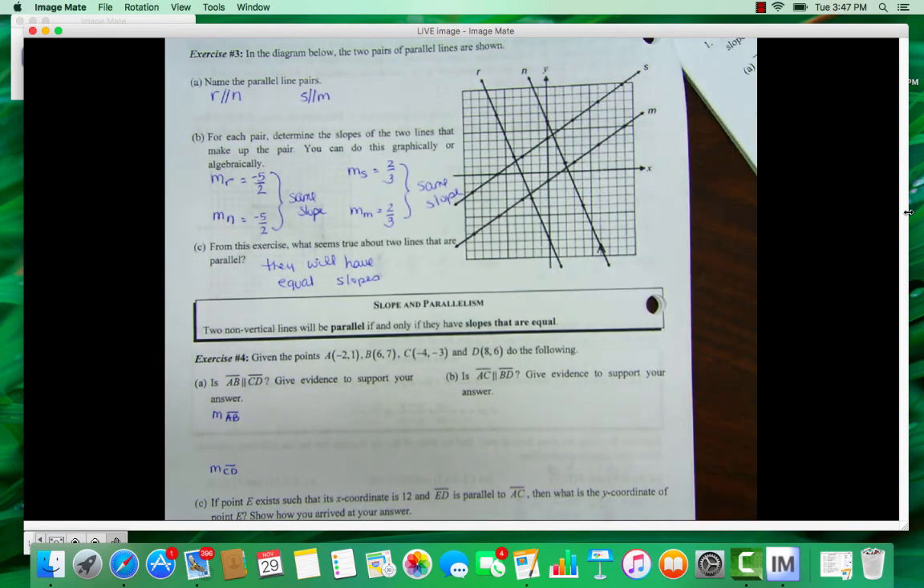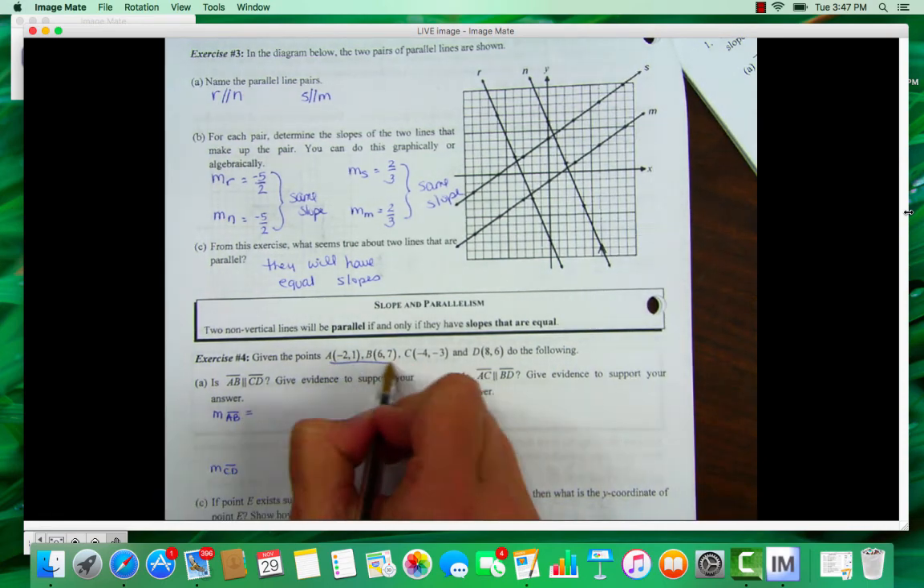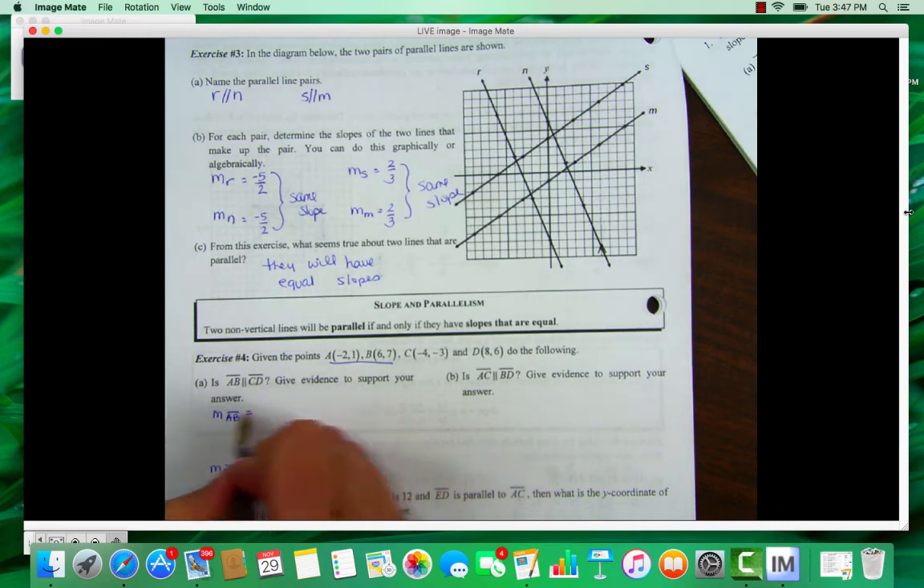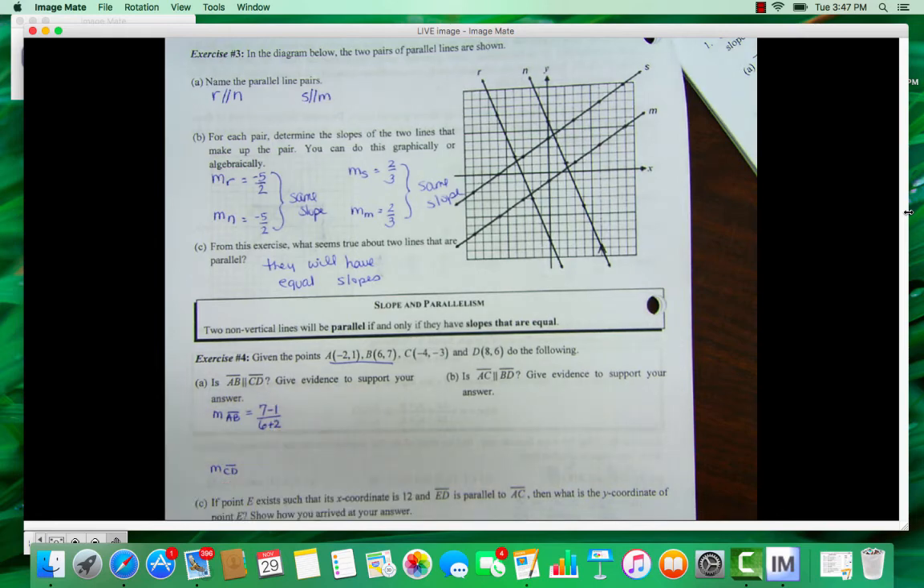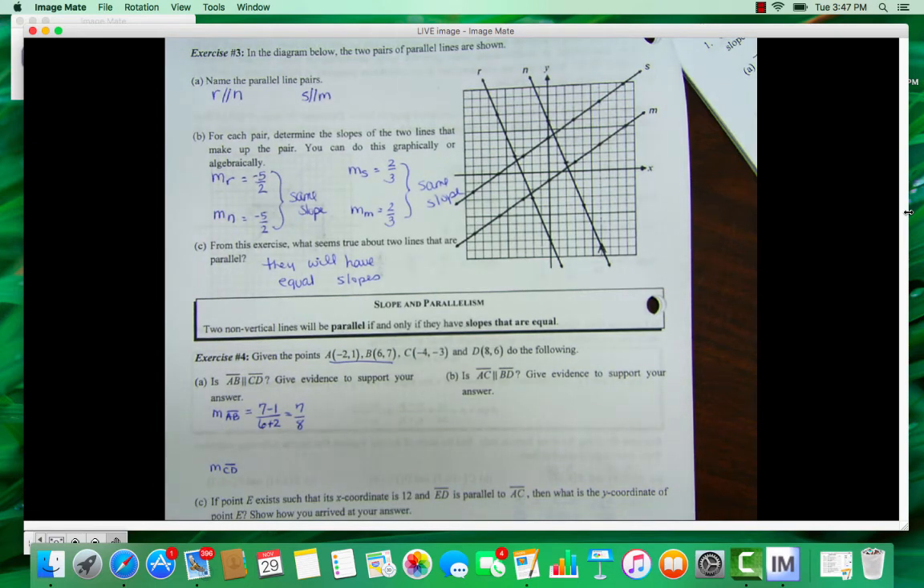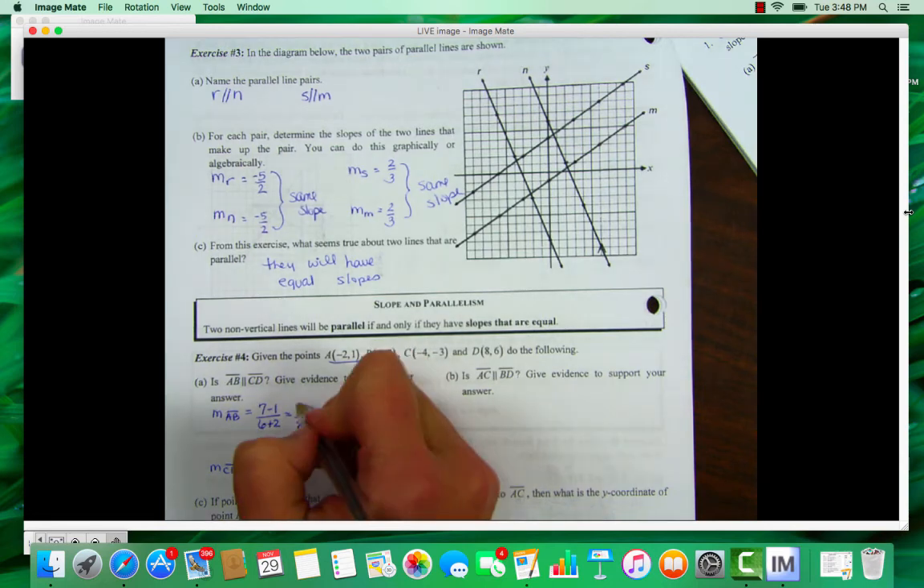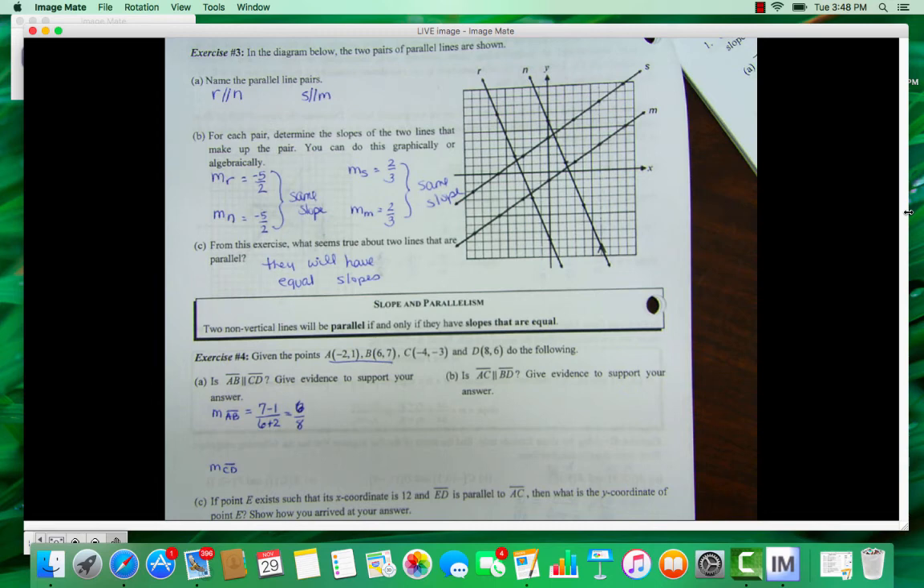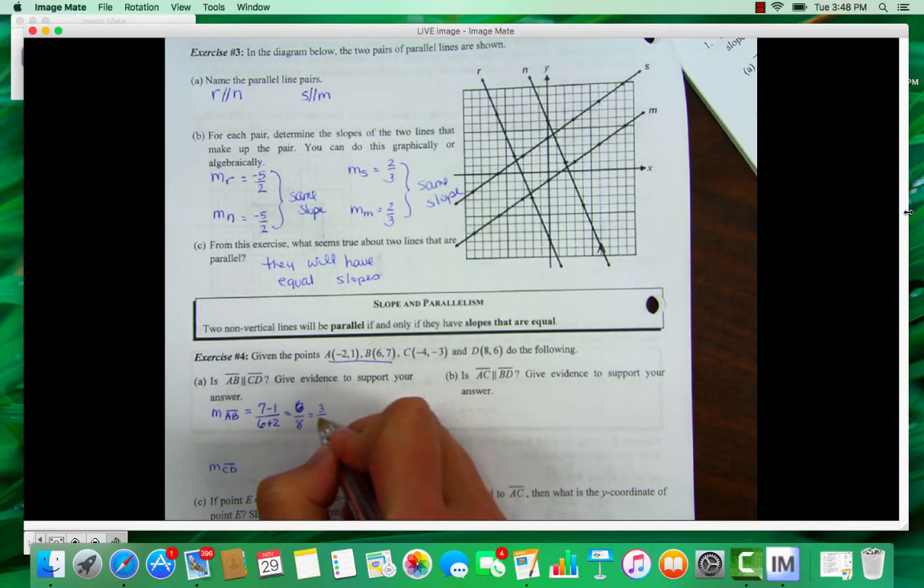So here's what we have. For A and B, I have those 2 points right there. I don't have a graph, so I'm just going to subtract 7 minus 1 for my y values, and 6 minus negative 2, or 6 plus 2, for my x values. So 7 minus 1 is 6, 6 plus 2 is 8, and so the slope of that line is 6 over 8. And that will simplify to 3 over 4.